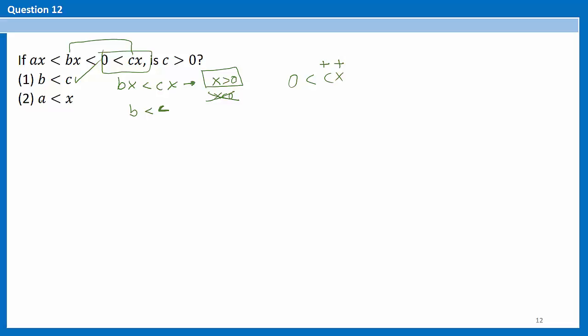Statement 2 says that a is less than x. Okay. Now, what is the relationship between a and x? A and x, well, a times x is less than 0. Now, if a times x is less than 0, it can only mean one thing. It must mean that they have different signs. They must be positive, negative, or negative, positive. But if a is less than x, the only choice is that a is negative and x is positive. And I already know from statement 1 that if x is positive, then c must be positive as well.